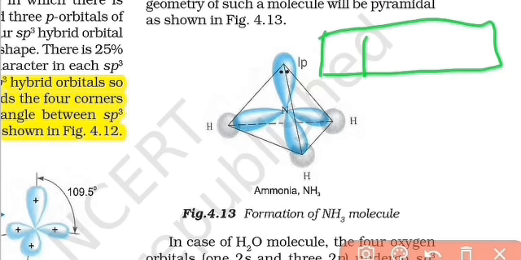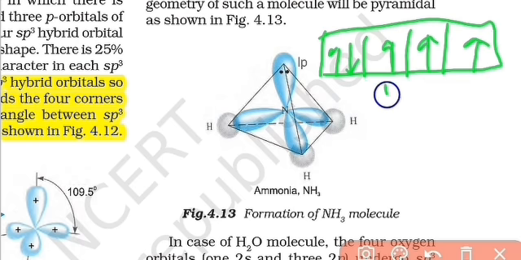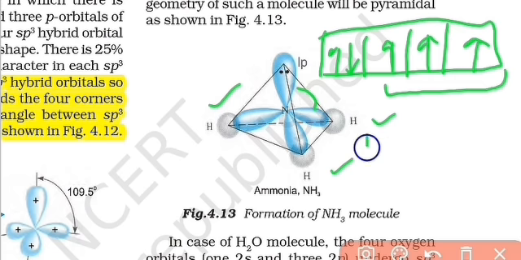Okay, we can show these hybrid orbitals like this. After hybridization, we get 4 hybrid orbitals. First hybrid orbital contains 2 electrons and all the 3 remaining hybrid orbitals contain 1 electron. So these 3 hybrid orbitals are overlapped by 1 hydrogen atom each, and we get the structure of ammonia. Now interestingly, in this case the bond angle is not 109.5 degree but it is 107 degree.